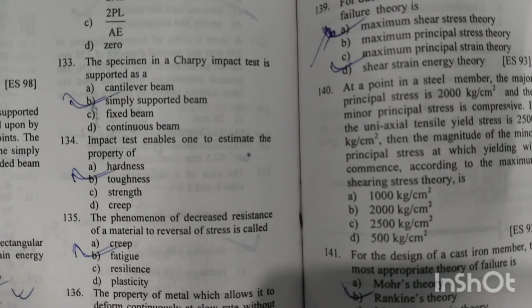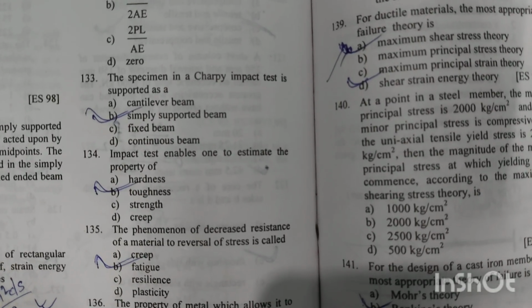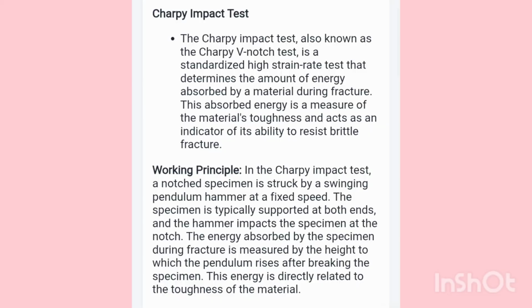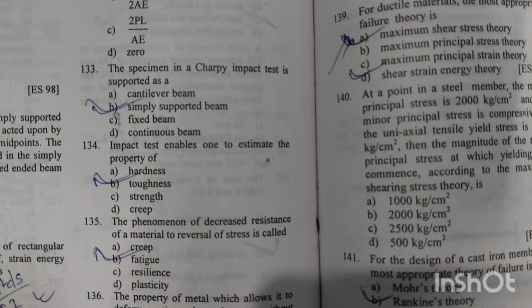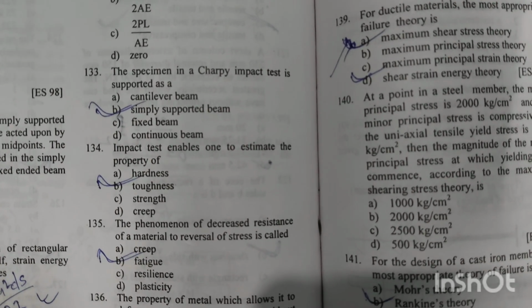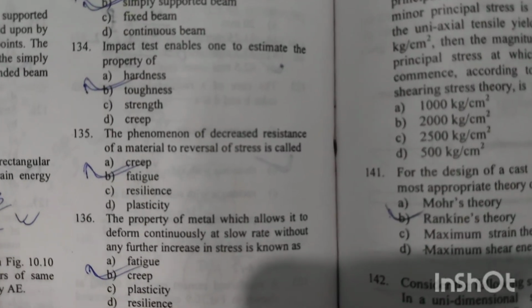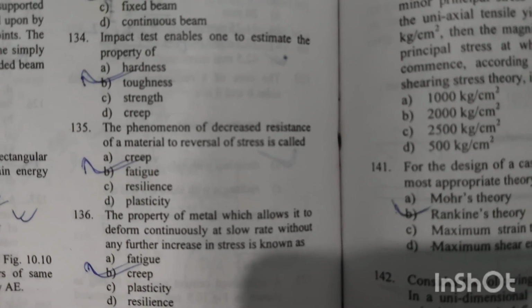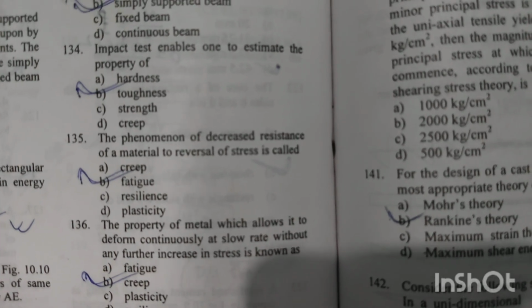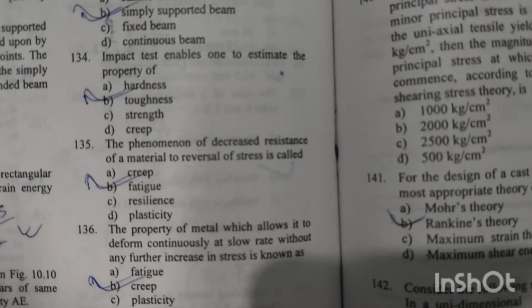Question number 133. The specimen in a Charpy impact test is supported as a simply supported beam. Option B is the right answer. Number 134. Impact test enables one to estimate the property of toughness. Option B is the right answer. Question number 135. The phenomenon of decreased resistance of a material to reversal of stress is called fatigue. Option B is the right answer. And the failure of a material by this phenomenon is called fatigue failure of the material.